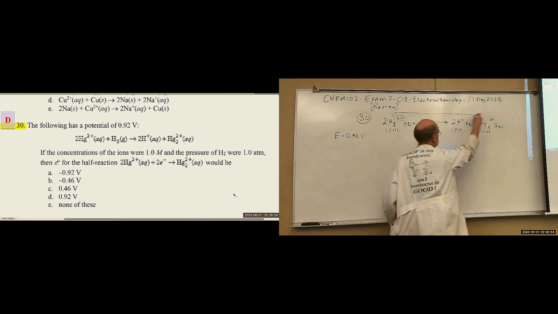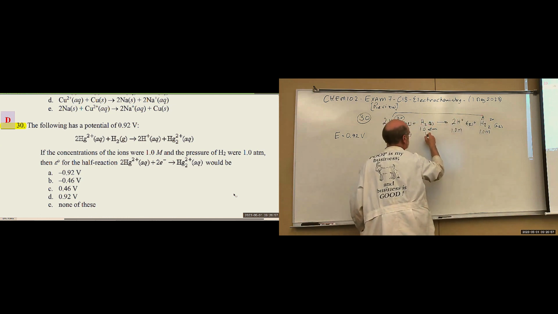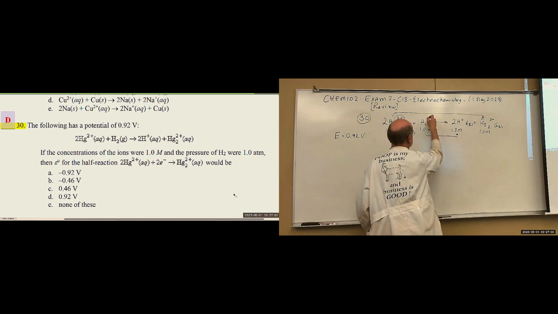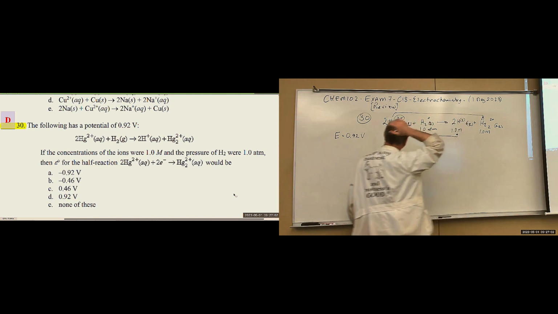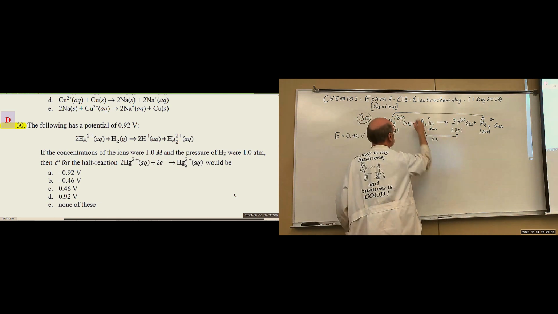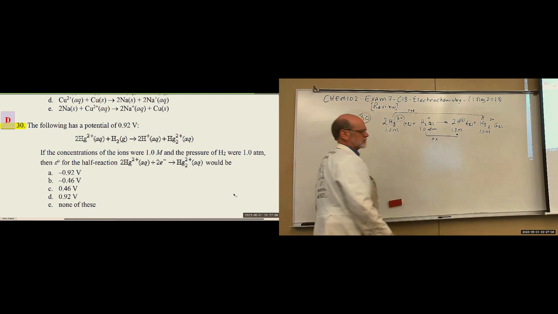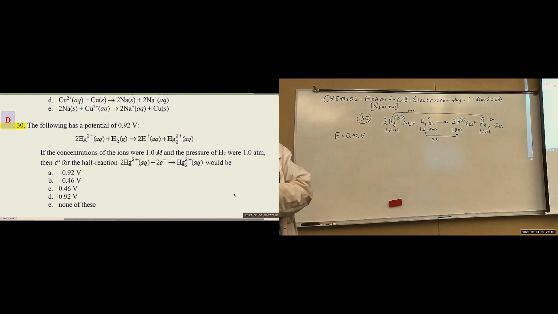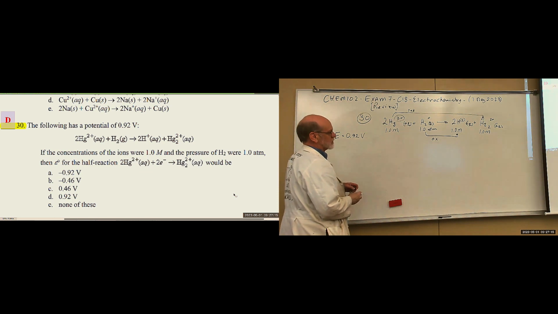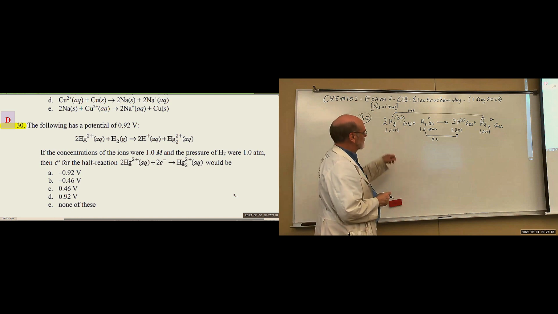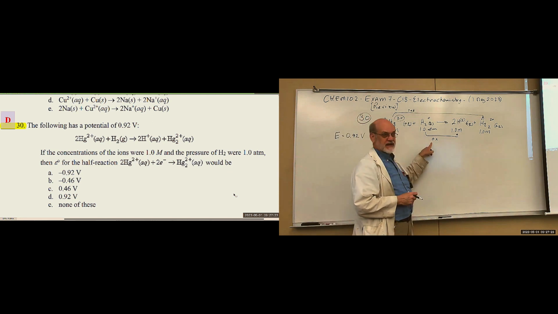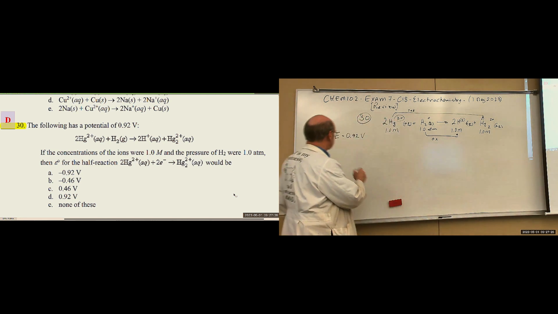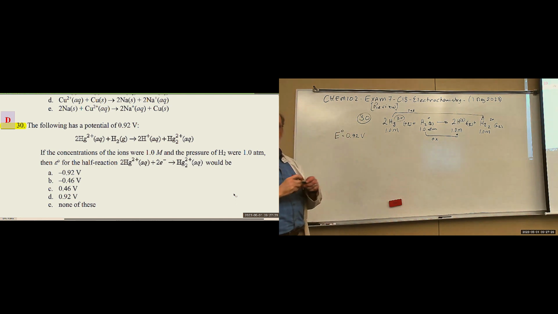This is the reduction. This is the oxidation. It goes from 0 to plus 1. So this is oxidation, this is reduction. Oh. You know what it is, don't you? What's the standard potential? Standard reduction potential for that half reaction. It's written as a reduction, and it's against the standard hydrogen electrode. So that's the value right there, 0.92 by definition.